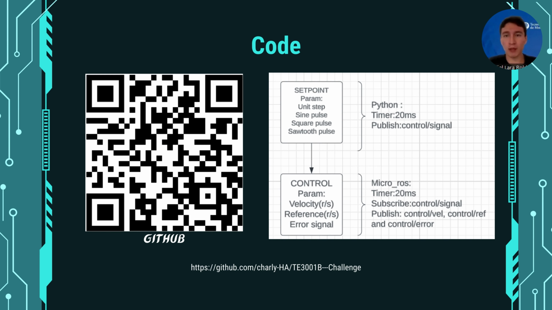Setpoint node, we have a Python file for the node code, a launch file, and a parameter file. The setpoint runs and publishes the signal. It is 0 by default, but it changes with the parameter set.